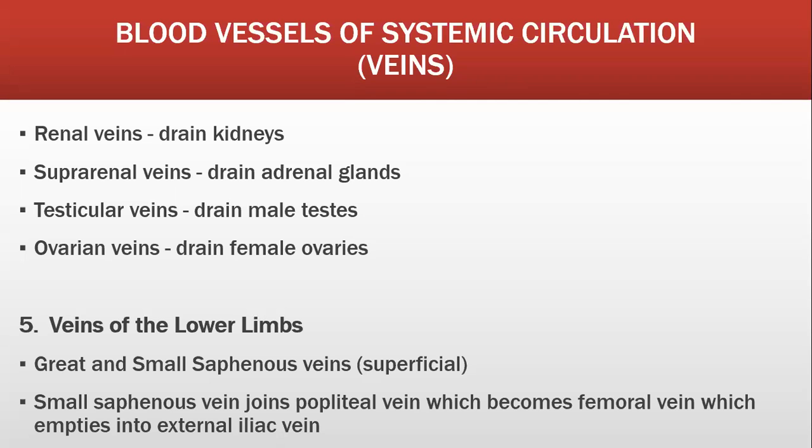The renal veins, renal meaning kidney, drain the kidneys. Then we have the suprarenal veins, which drain the adrenal glands. Then the testicular veins, for the male testes, and the ovarian veins, for the female ovaries. Then for the veins of the lower limbs, we have the great and the small saphenous veins. They join to form the popliteal vein that becomes the femoral vein, which empties into the external iliac vein.